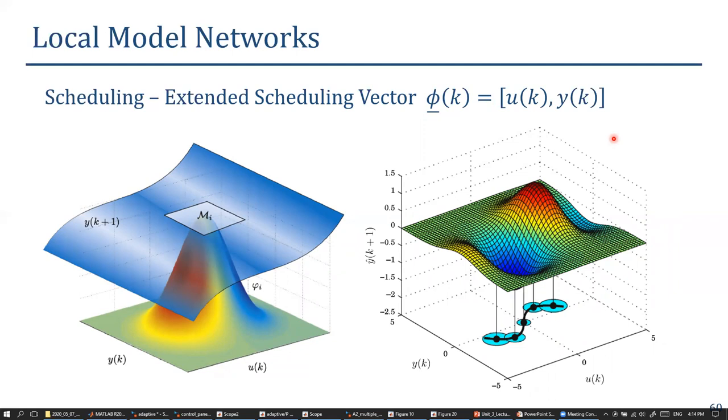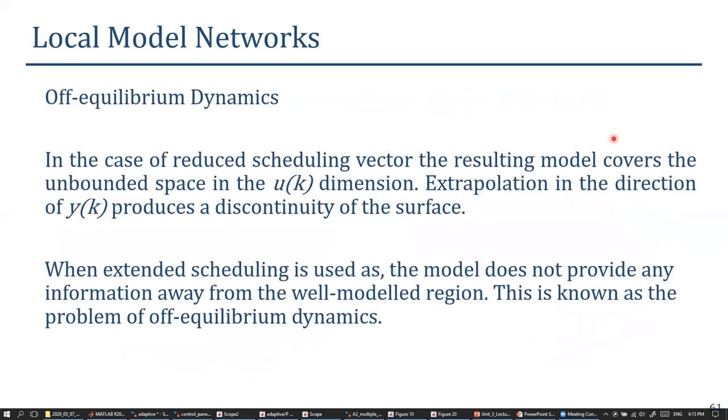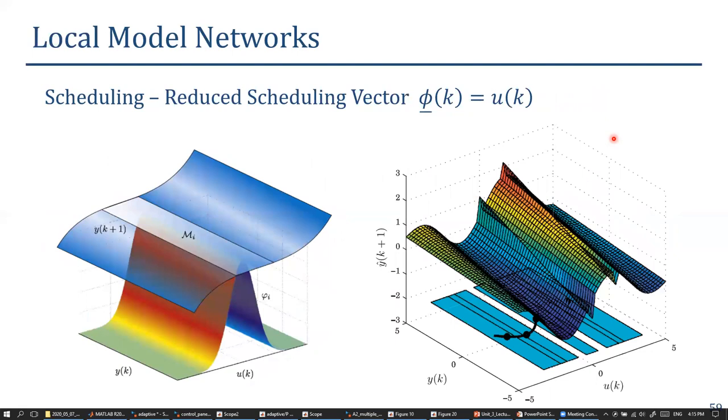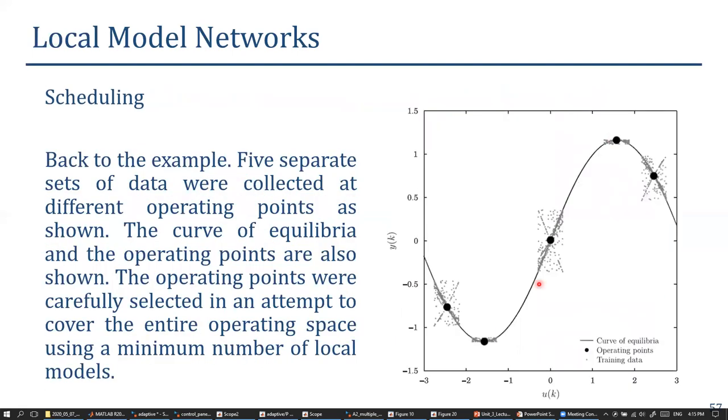Now, up until now, you might think again, okay, local model networks cool, neural networks bad, right? But then again, there is a problem with the local model networks as well, right? And this is the off equilibrium dynamic. So this is exactly what I was talking about. So our local model, right, is excited around the operating space, like here.